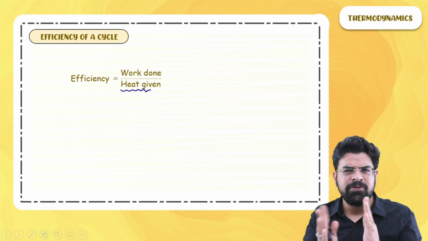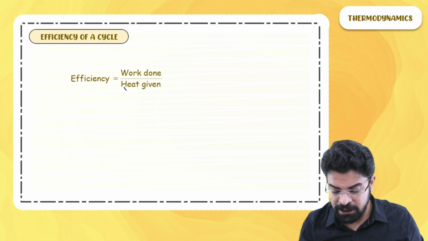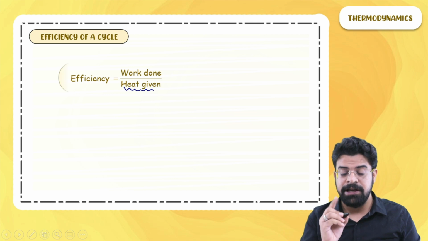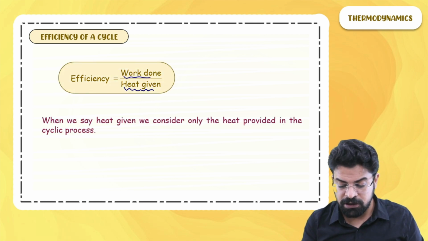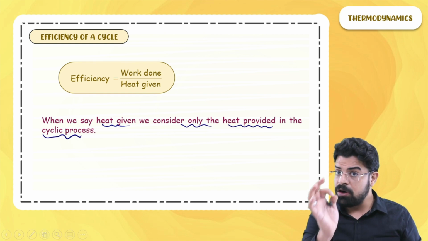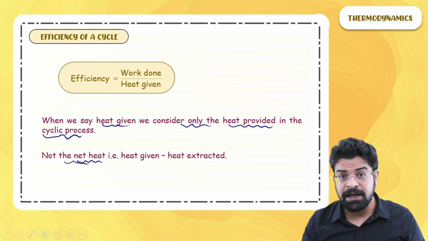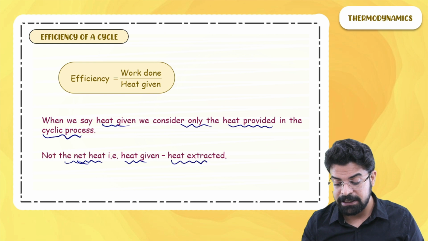So what is the difference between them? You will understand, just keep focusing. Just remember that when I say heat given, it is just the heat given. So efficiency equals work done upon heat given. When we say heat given, we consider only the heat provided in the cyclic process, not the heat rejected by the gas, not the net heat. The net heat will be heat given minus heat extracted.